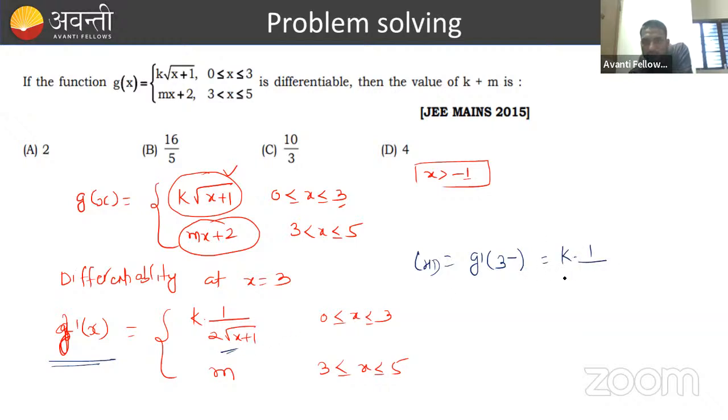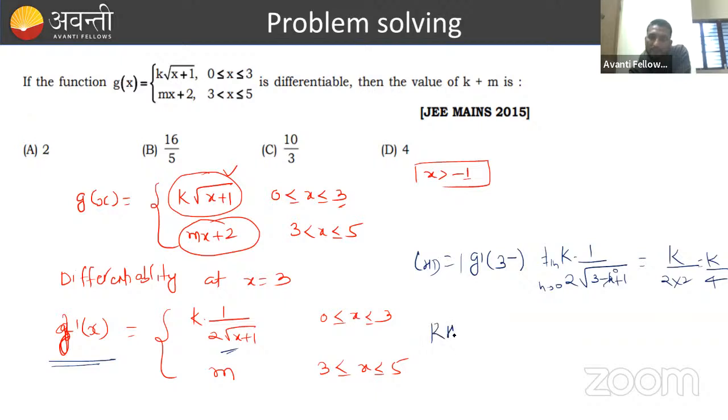From here, if we put 3 minus in this case, what will it be? K into 1 divided by 2 root under 3 minus h plus 1, where h is tending to 0. So it will be k divided by 2 into root 3 plus 1, which is 2. So it is k by 4.